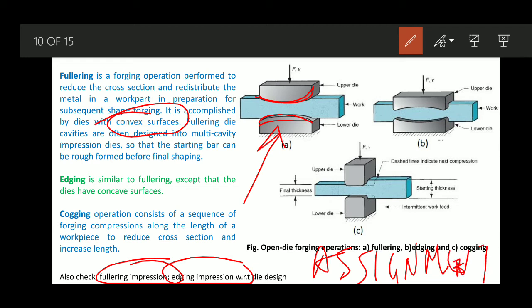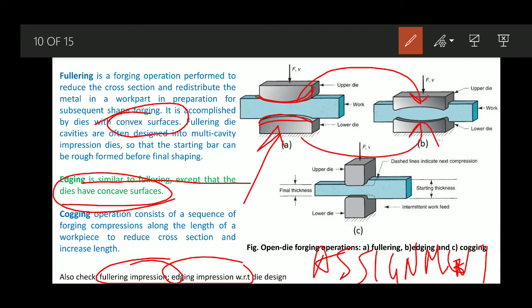Similarly, what is edging? Edging is somewhat similar to fullering, but here the basic difference is the dies have a concave shape. So you can see the face now is different. Now it is concave.